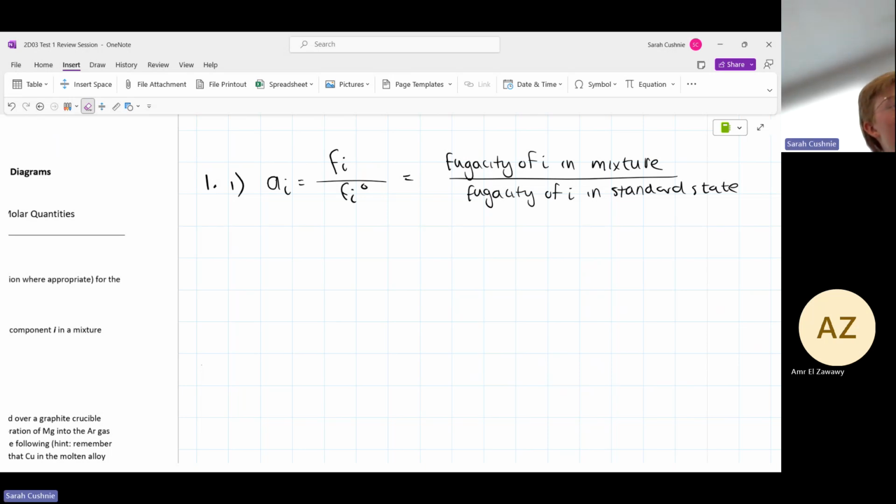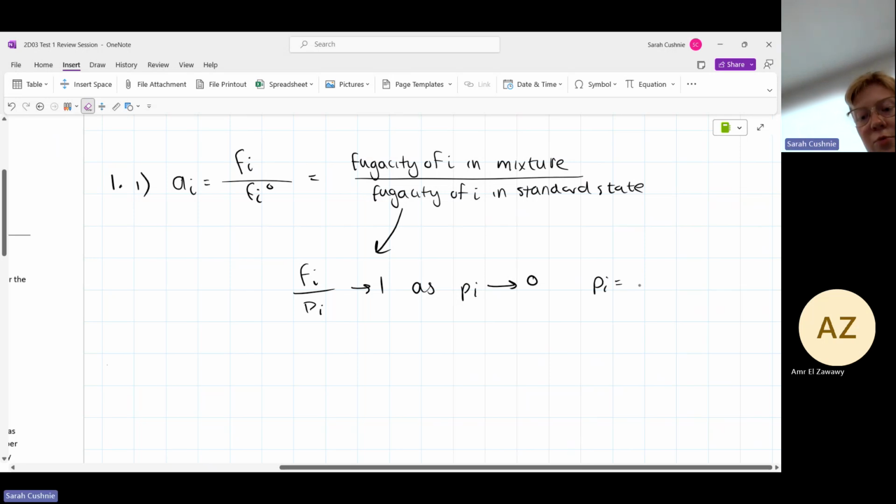What is fugacity though? I don't know if that was another one of the questions. It was not, but if we want to get into a bit more detail, the definition of fugacity is basically that Fi over Pi goes to 1 as Pi goes to 0. So as you get closer and closer to ideal, like as you have a low pressure for gases, your fugacity approaches that pressure, where P is the partial pressure of I in a gas mixture.